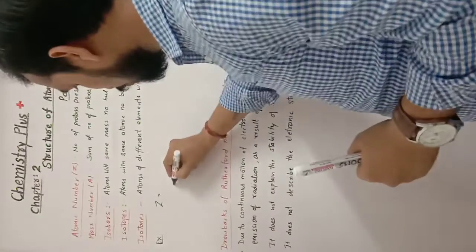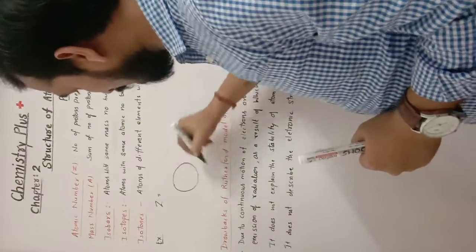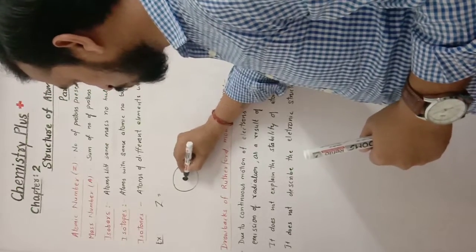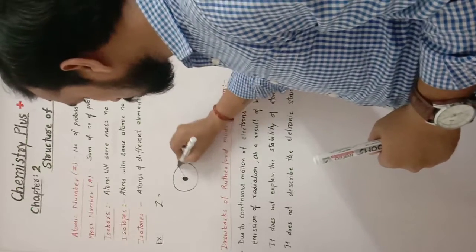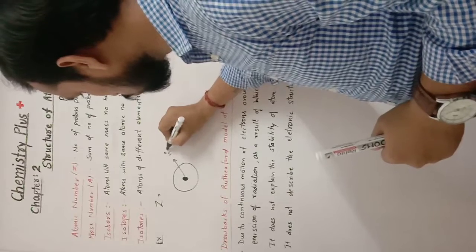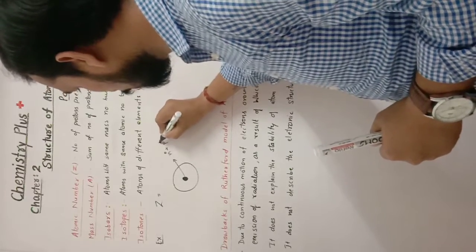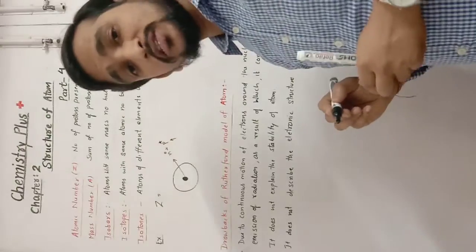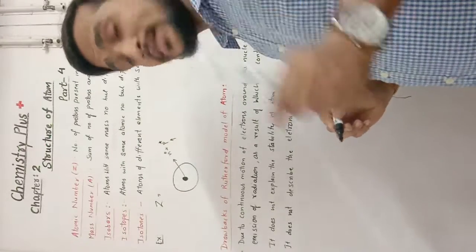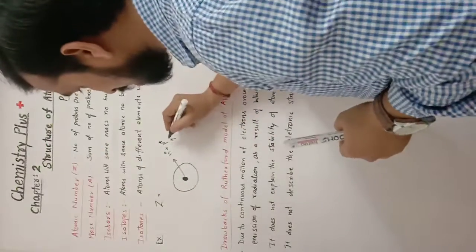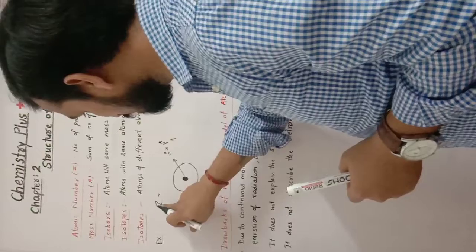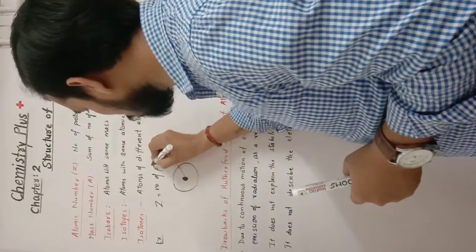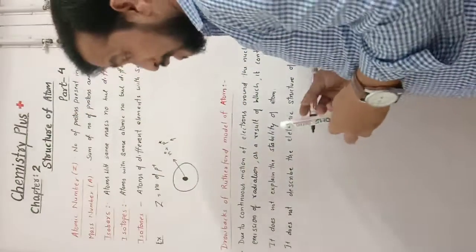For example, if suppose this is an atom and this is a nucleus, as the Rutherford model tells, inside the nucleus we have the neutrons along with the protons. So the number of protons present inside the nucleus of an atom is called the atomic number, represented as Z. So we can say Z equals the number of protons present in an atom.